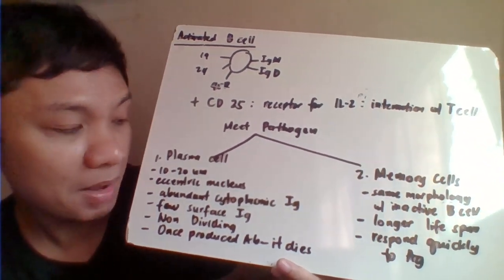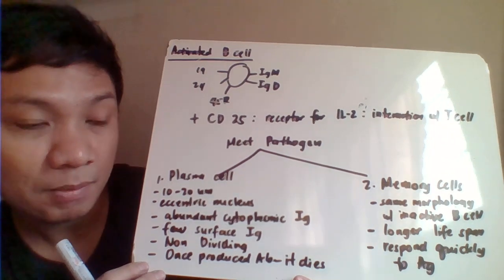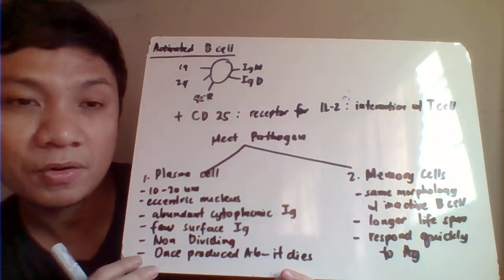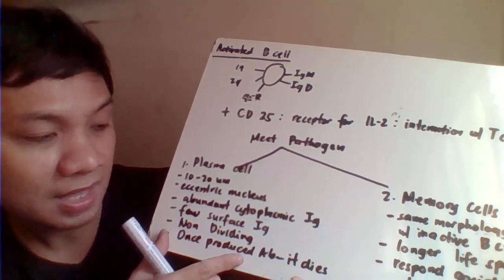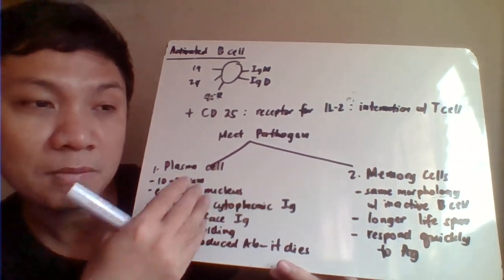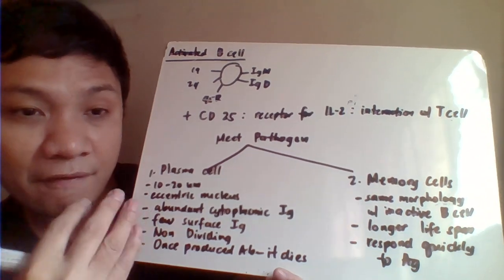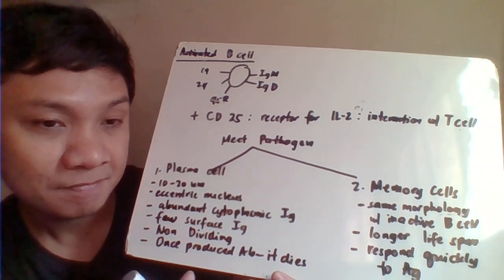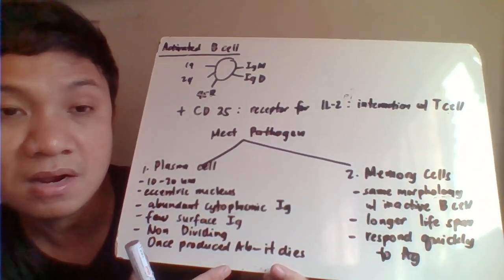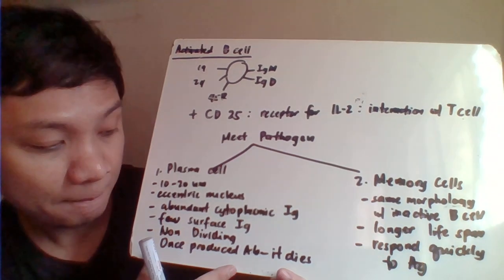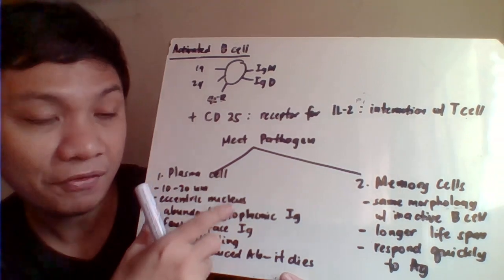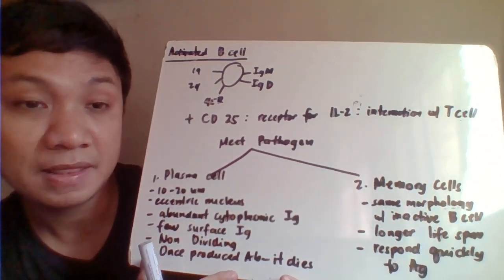Your plasma cell measures approximately 10 to 20 micrometers in diameter. This one would have an eccentric nucleus with the presence of your perinuclear halo or hof. And then, this is also characterized by an abundant cytoplasmic immunoglobulin. So, it has a lot of immunoglobulin in the cytoplasm. There are few immunoglobulins on the surface. Okay, this is your plasma cell. This is your antibody-forming cell. So, this is destined primarily to produce your antibody. Once it produces antibody, it dies. So, therefore, we consider the plasma cell as your antibody-forming cell.